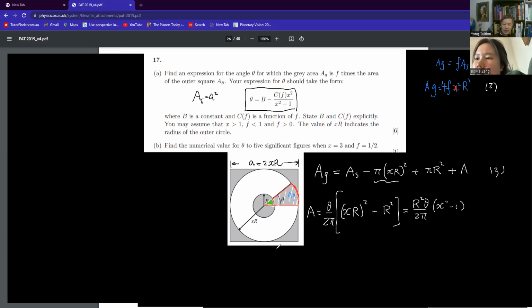So can we use this side? This is 4, you see. So can we find the formula for theta first? From this formula we can solve this A, because this A includes this theta, right? So we can substitute 4 in place of A in the first equation.